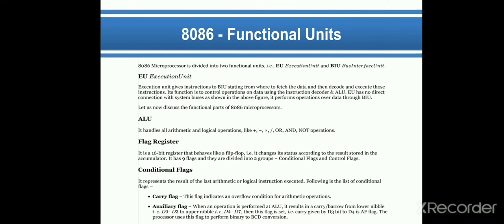Now some functional units we will discuss. First of all, the ALU. We all know that it handles all arithmetic and logical operations like plus, minus, division, multiplication, OR and NOT operations. Flag register: it is a 16-bit register. Like a flip-flop, it changes the status according to the result stored in the accumulator. There are 9 flags in 8086, whereas there were 5 flags in 8085. This is one of the comparisons. They are divided into two groups, conditional flags and control flags.